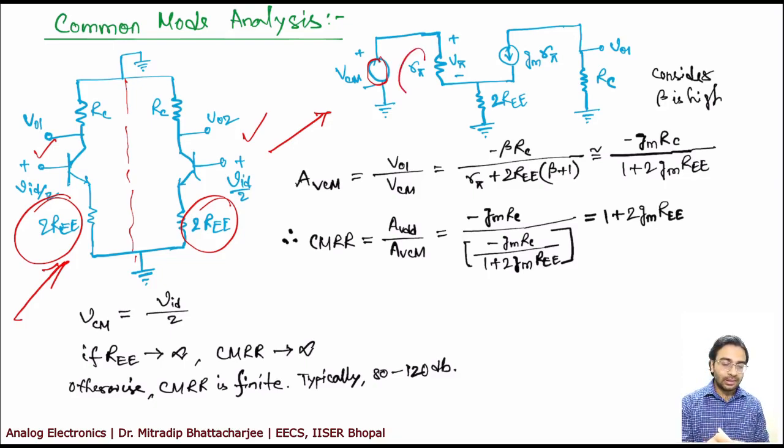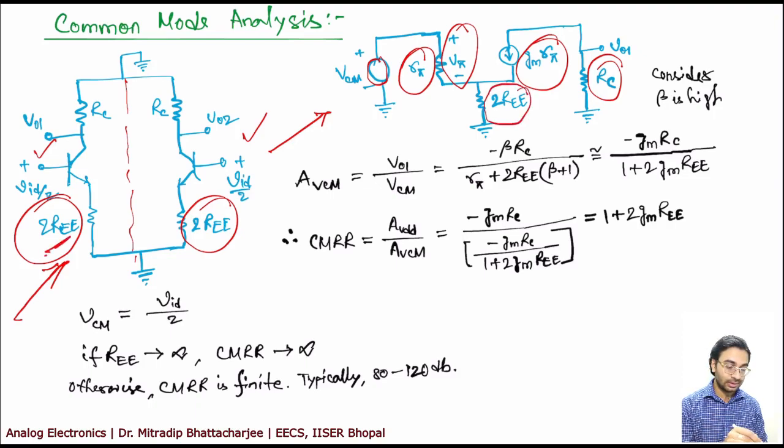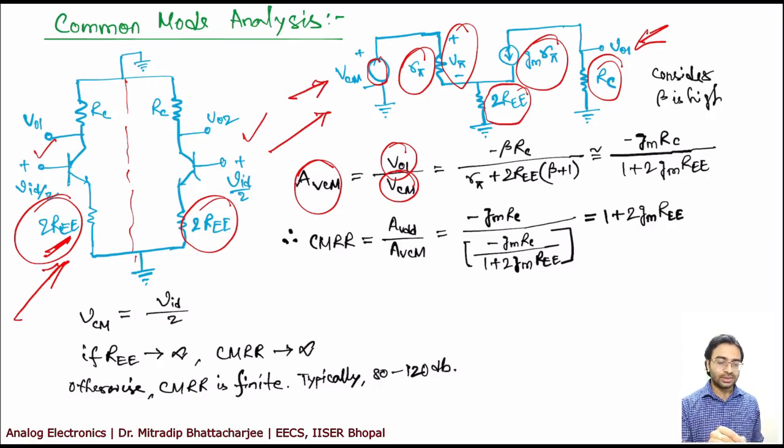You have R pi. Across that you have voltage V pi. You have the current GM V pi. You have RC connected in the output side, and you have 2 RE, the resistance through which the circuit is grounded. Simple. Now you calculate the AVCM, which is nothing but V01, the output voltage divided by VCM, the input voltage. If you do a simple circuit analysis, it's not very difficult.